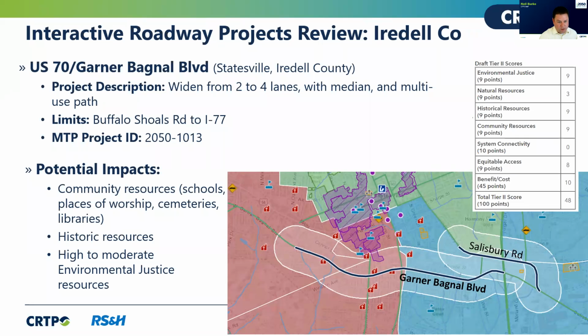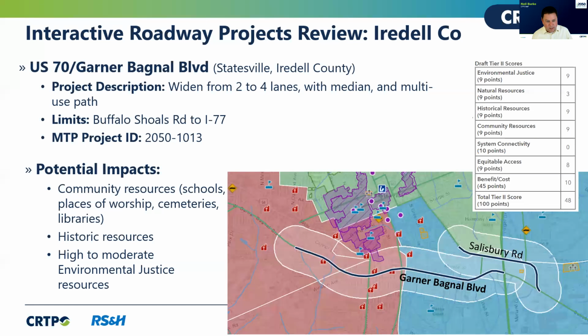This is a project in Iredell County. It was submitted by the city of Statesville. This is a project to improve a segment of US 70, known locally as Garner-Bagnell Boulevard. The project description is to widen this existing 2-lane roadway to a 4-lane facility with a median and a multi-use path. The project limits are from Buffalo Shoals to I-77. For each of these examples, we've included the project ID because that relates it back to the interactive GIS map link that we sent you all, just for easy reference.